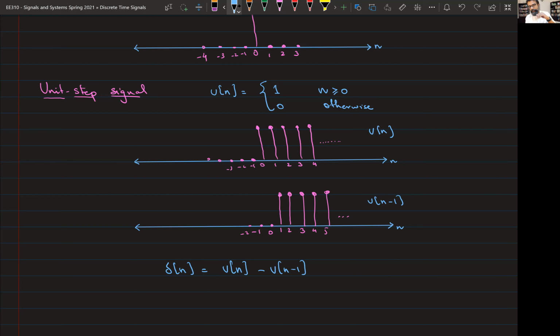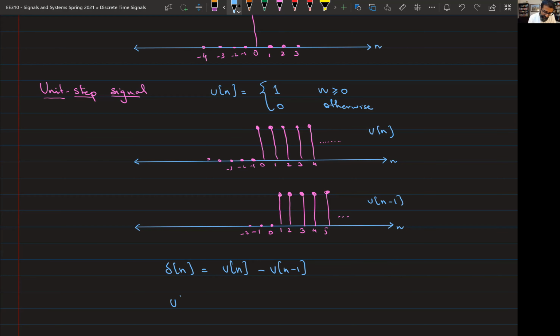What about the other way around? That might be slightly more challenging. Can I represent U of n as a summation of shifted impulses somehow? I mean, this thing that you see here, can I not write this as a sum of deltas? Exactly. So how would that pan out?